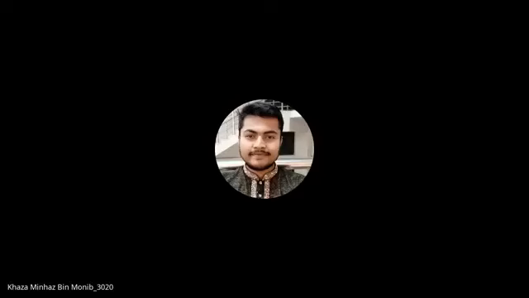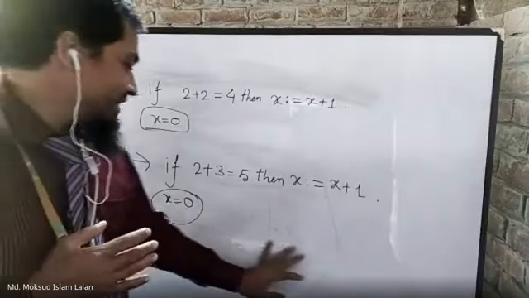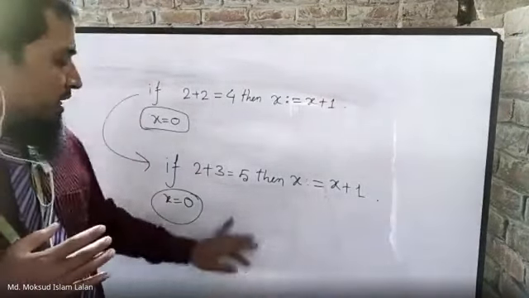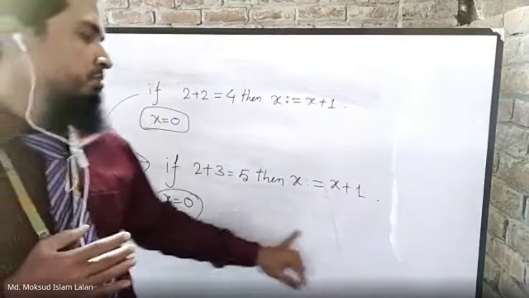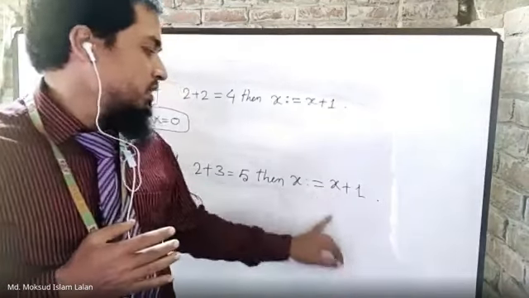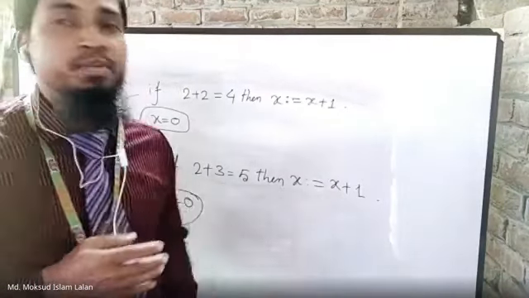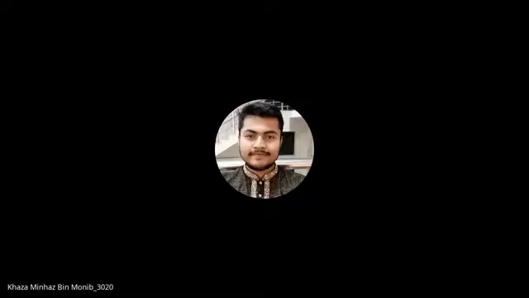Because, sir, x is equal to 0. If x is equal to x plus 1, then x plus 1 is equal to 0 plus 1. Then x is equal to 1. You are very good in math. Definitely, Minhaj. But I want to know the reason. How can you say this? It does not depend on the calculation. Calculation is a small part, right, Minhaj? Yes, sir.